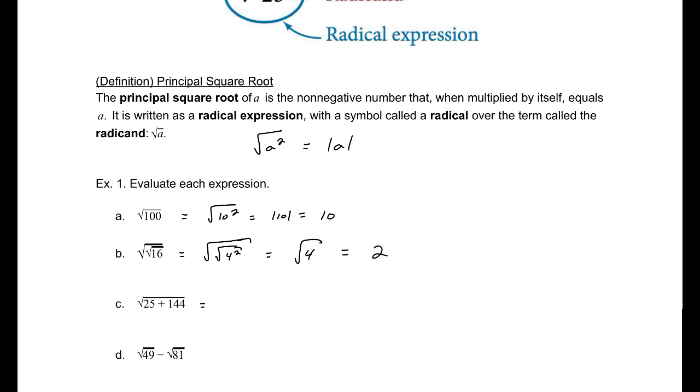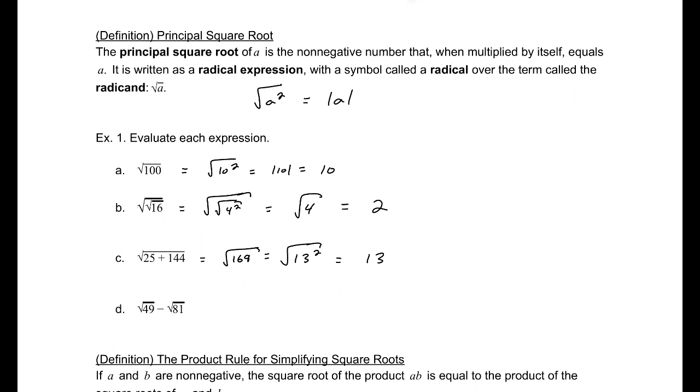All right, part C. I can't write 25 plus 144 with a power of 2, but I can add those two. So this is the square root of 169, which is the square root of 13 squared, and therefore the square root is 13, because if I take 13 to the second power, I get 169, based on the way I rewrote that. Part D, we can evaluate each of these separately. So the first one is the square root of 7 squared. I'm going to go ahead and write minus the square root of 9 squared, so that we get 7 minus 9, or negative 2.